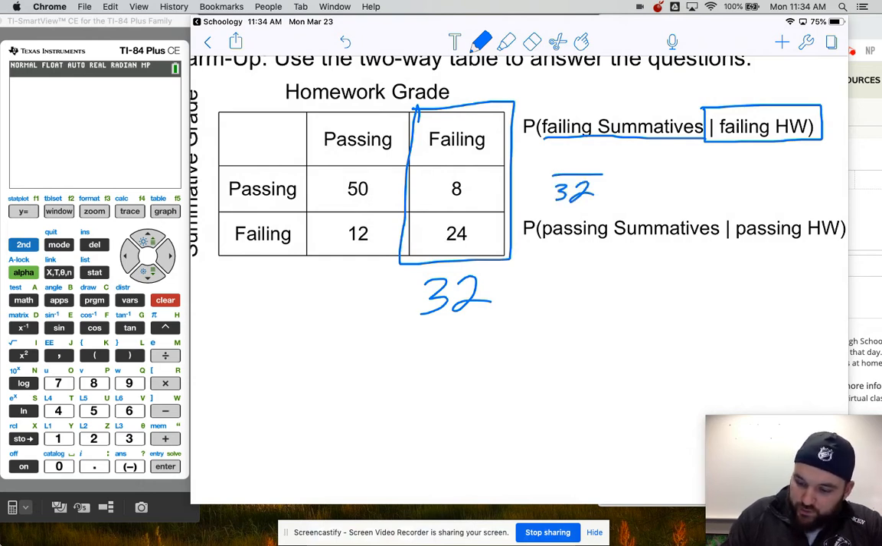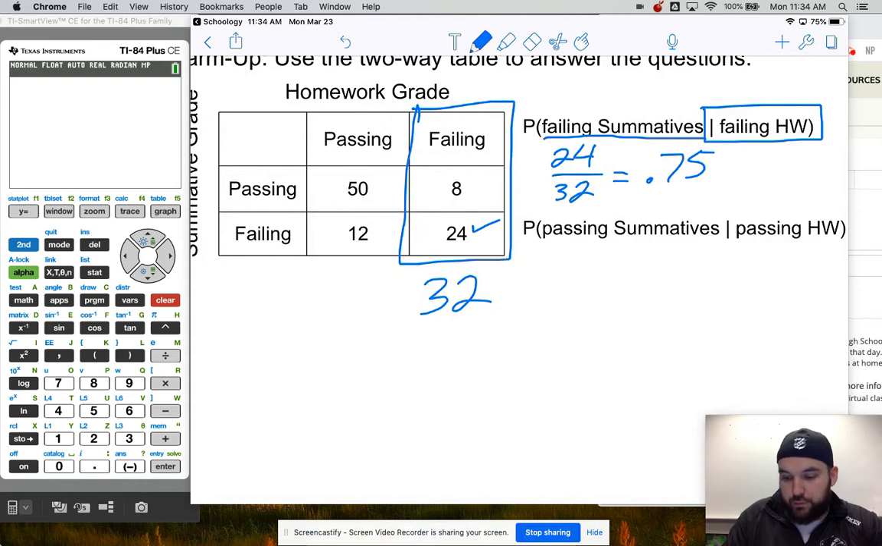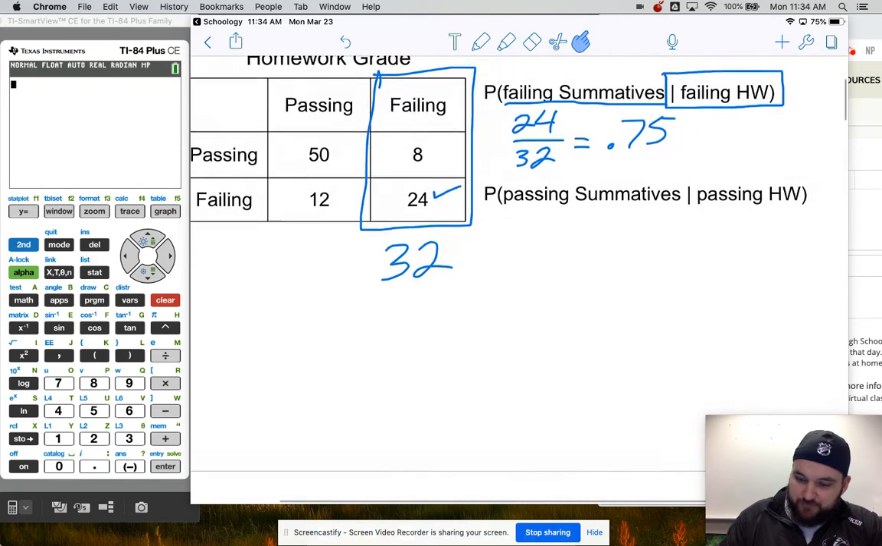How many of them are also failing their summatives? If I look here, 8 of them are passing their summatives and 24 are failing. So 24 out of 32 would be my probability, which works out to 0.75, or 3 out of 4. So that's that first question.